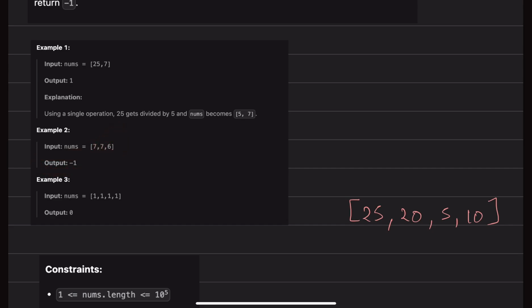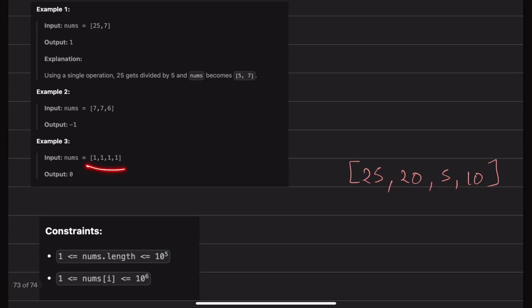For this test case also, for 1, the proper divisor which is less than 1 does not exist. So that's why we are just returning 0, because this is already in a non-decreasing way. This one equals 1, this one equals 1, so this is non-decreasing only.